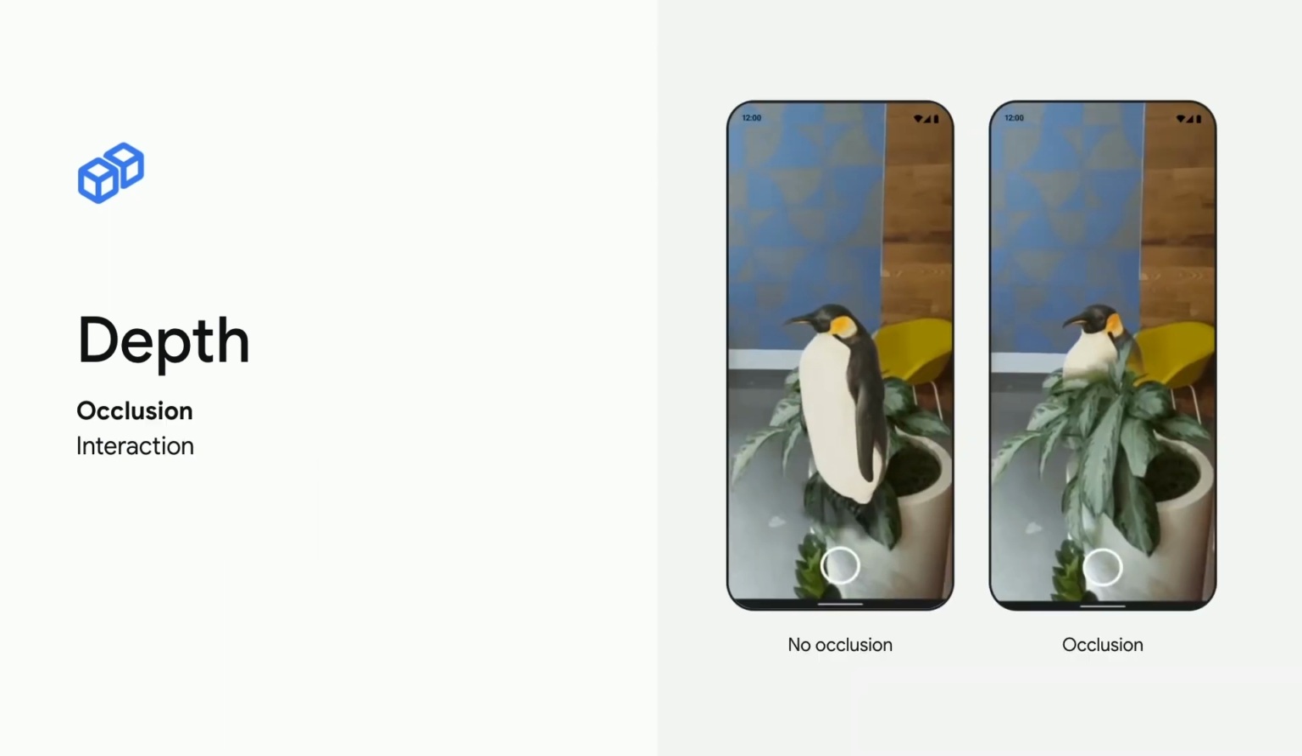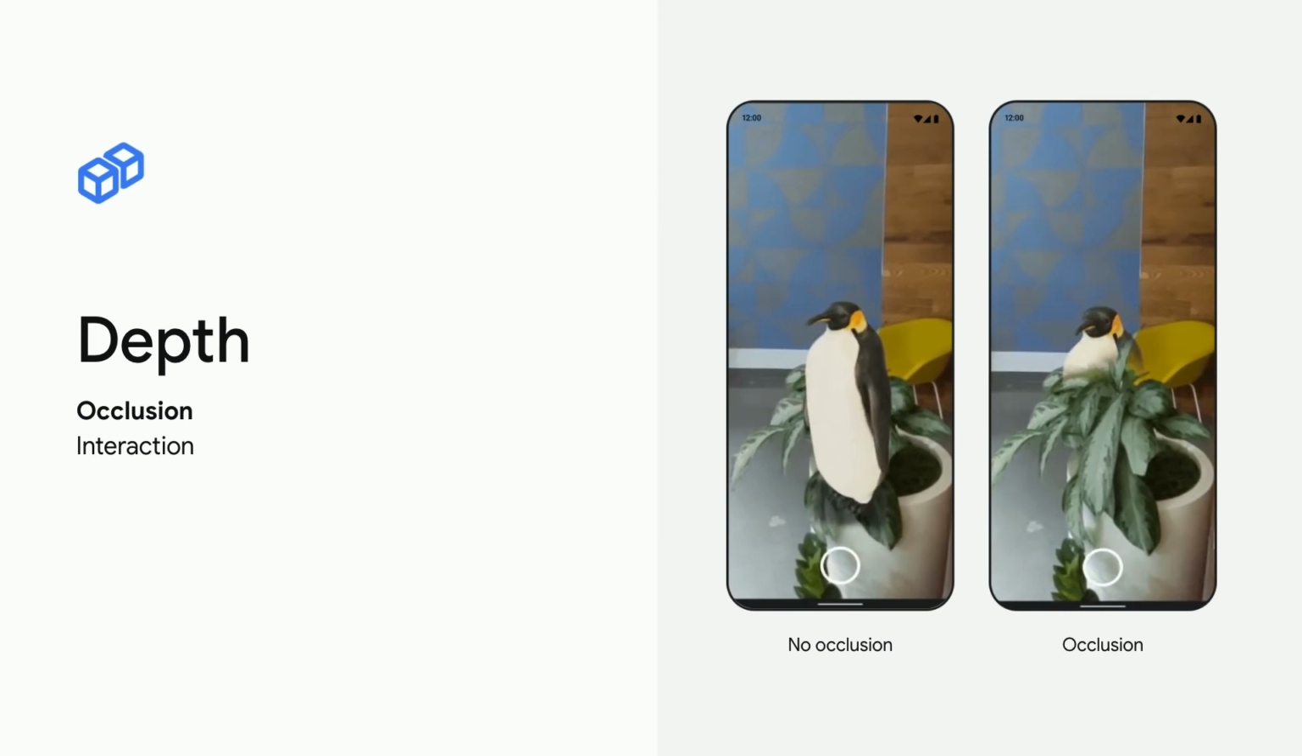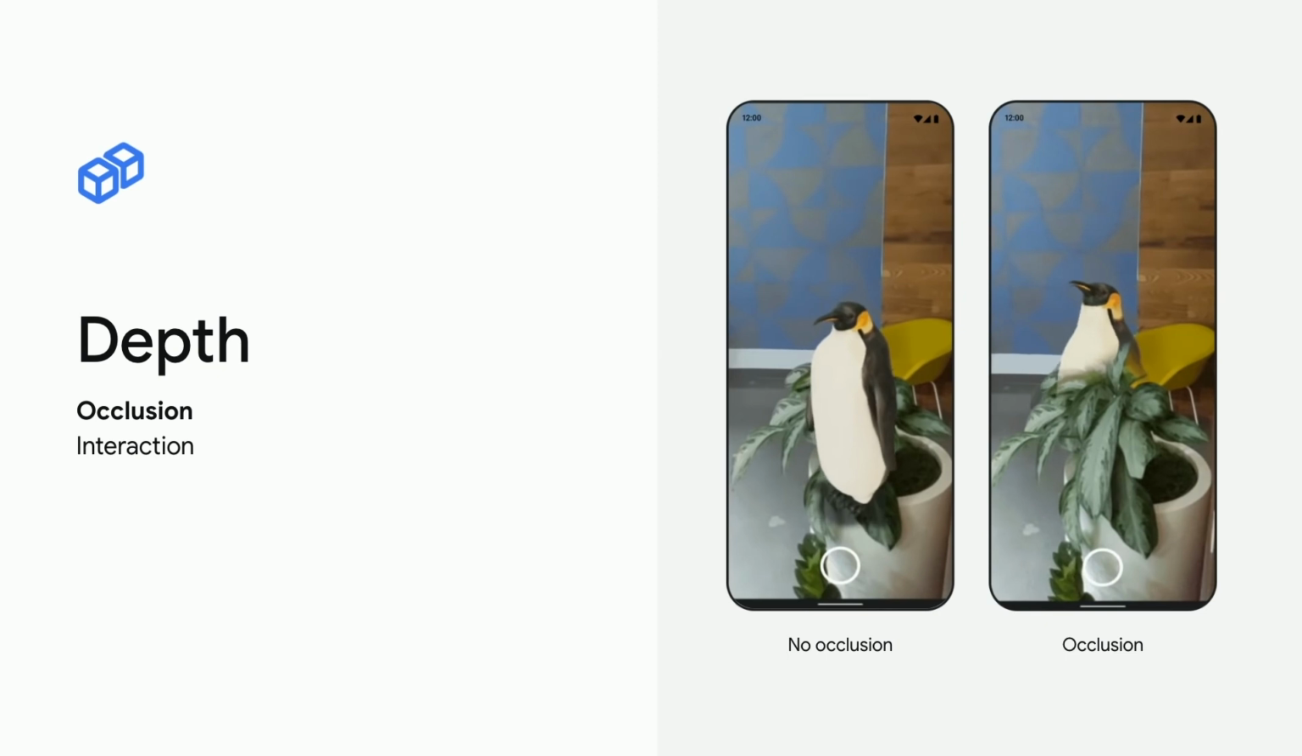One thing this enables is occlusion, where virtual objects appear behind real ones. This is valuable in all AR experiences. Here you can see the same scene with and without occlusion. Without occlusion, the penguin appears in front of the potted plant, making it not look like a part of the world. With occlusion, the penguin is properly drawn behind the potted plant, and immersion is maintained.